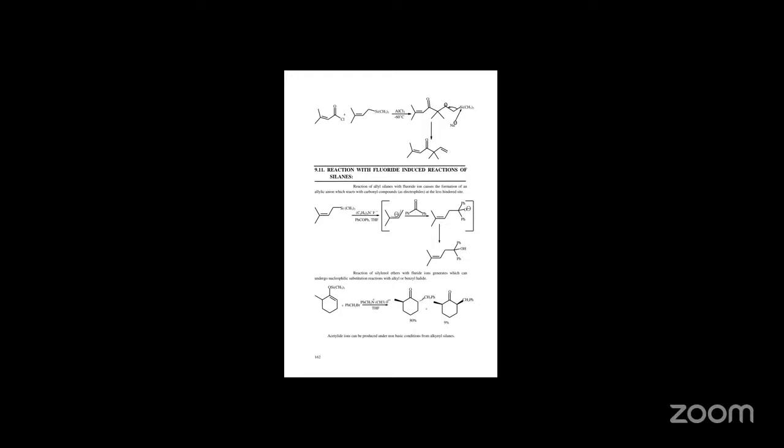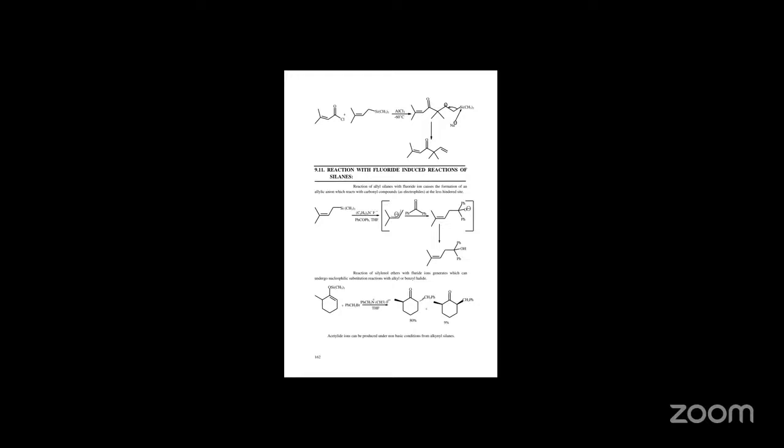When allyl silanes react with trialkyl ammonium fluoride, that involves elimination of trimethylsilyl fluoride, and then an allyl carbanion is formed. This allyl carbanion reacts with an electrophilic center. Here we have taken diphenyl ketone. The allyl carbanion attacks at the carbonyl carbon of diphenyl ketone, then gives an alcohol as the product.